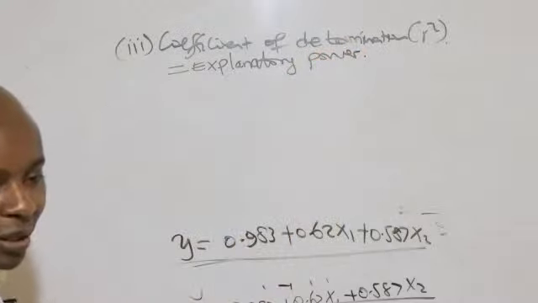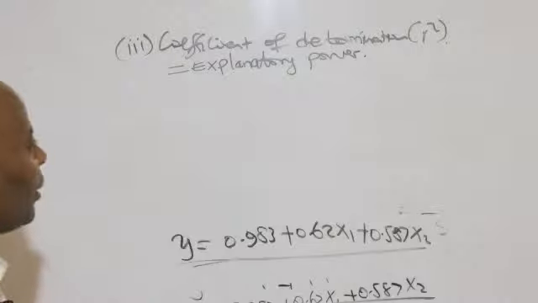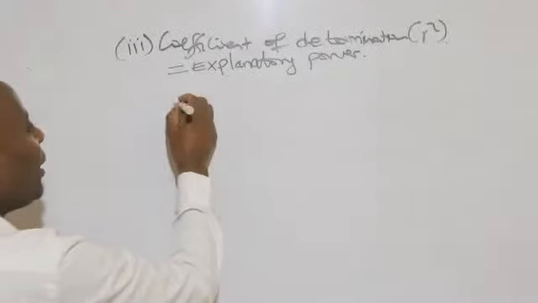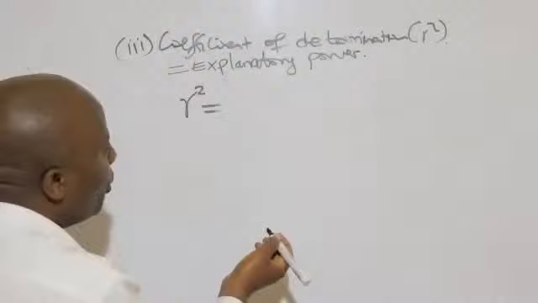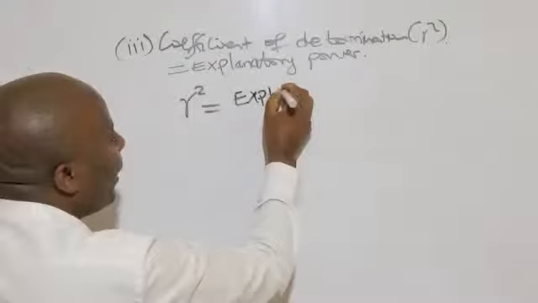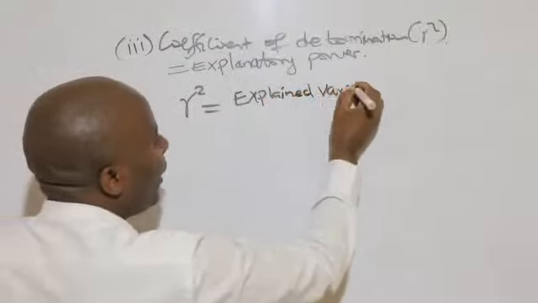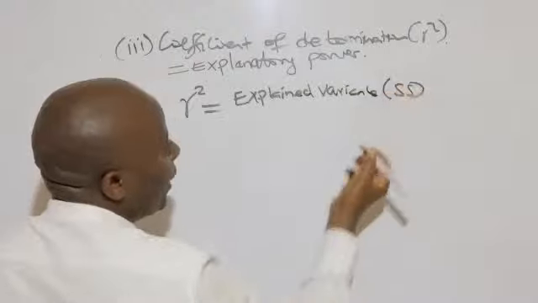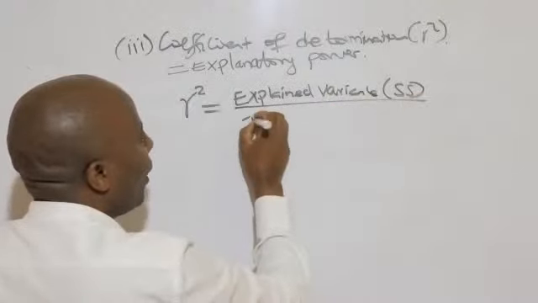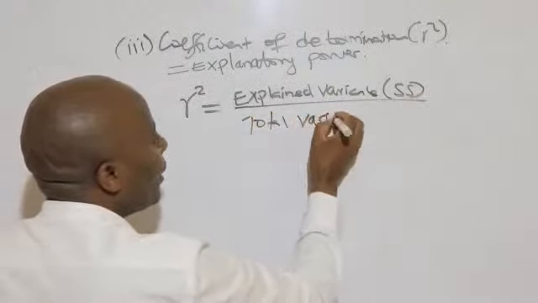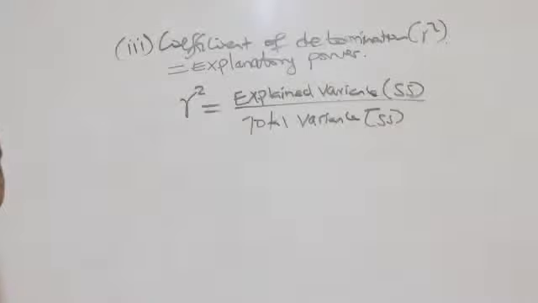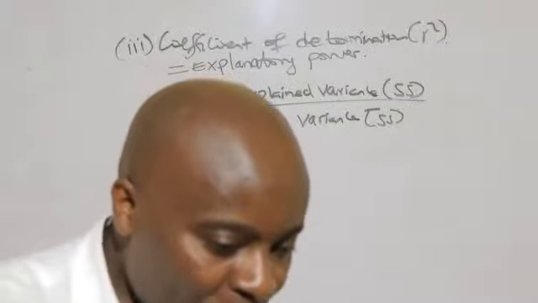Ladies and gentlemen, listen to me very well. To get this explanatory power, r squared, I realize so many students here are using different equations, but generally to get r squared, we take the explained variance in the form of sum of squares, all over the total variance. Again, this total variance must come in the form of sum of squares.